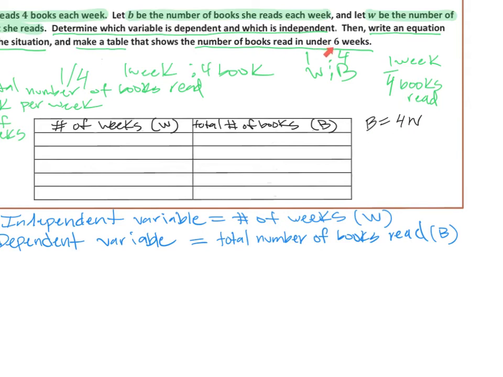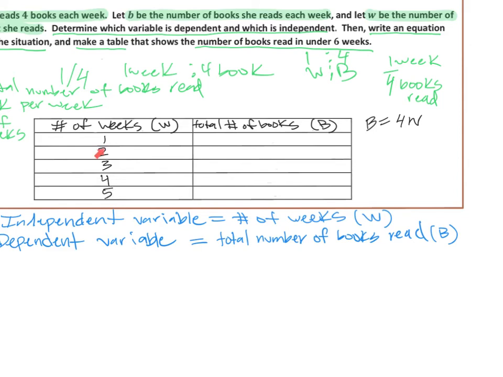They're looking for us to solve for a total of 6 weeks, so let's make sure that we have 1, 2, 3, 4, 5, in under 6 weeks, so less than 6 weeks. So we're just going to be doing 1, 2, 3, 4, 5 weeks. So let's go ahead and make sure that we've marked that in. Number of weeks, 1. Number of weeks, 2, 3, 4, 5. And now we have our 5 weeks.